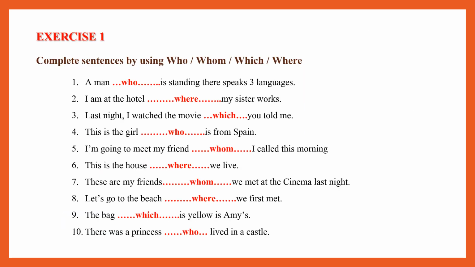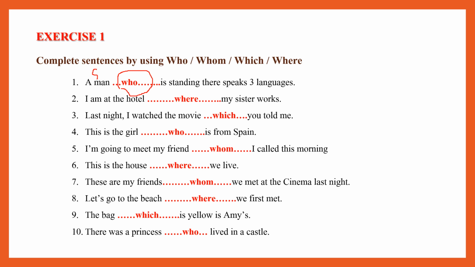Alright, exercise. We need to use who, whom, which, where in these sentences. Number 1, a man is standing there, speaks 3 languages. Well, so why did we use who in this sentence? Because the man is the subject. A man who is standing there speaks 3 languages. So the man is a person, so we use who.